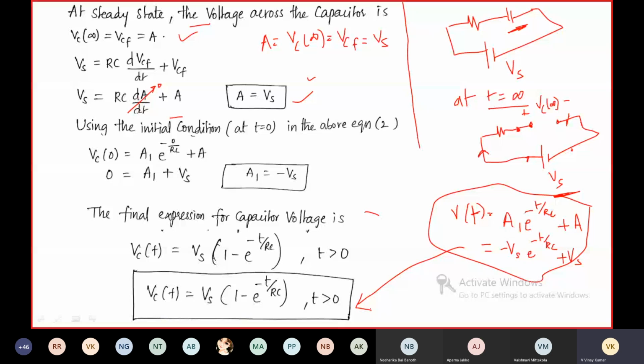One can also write it like this: Vc of t is equal to Vs into 1 minus e power minus t by RC into u of t. Instead of writing t greater than 0, one can also write Vc of t is equal to Vs into 1 minus e power minus t by RC into u of t.